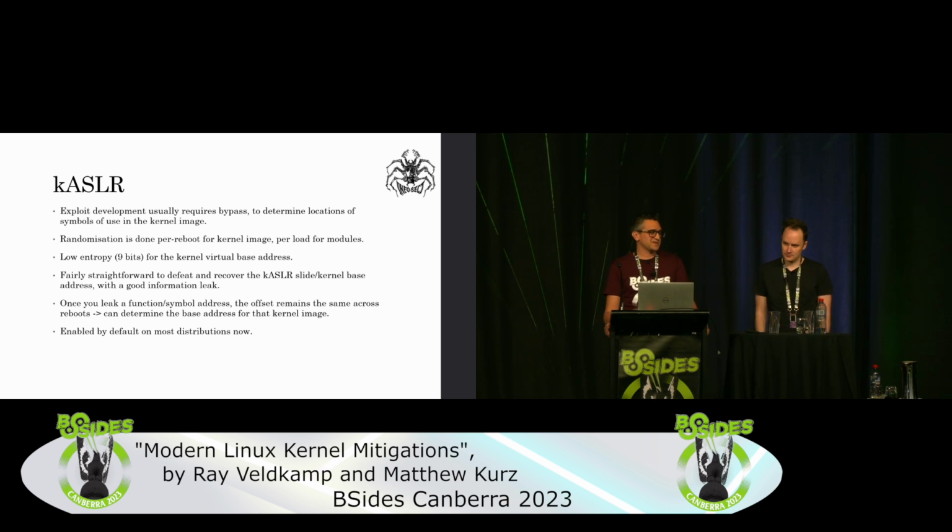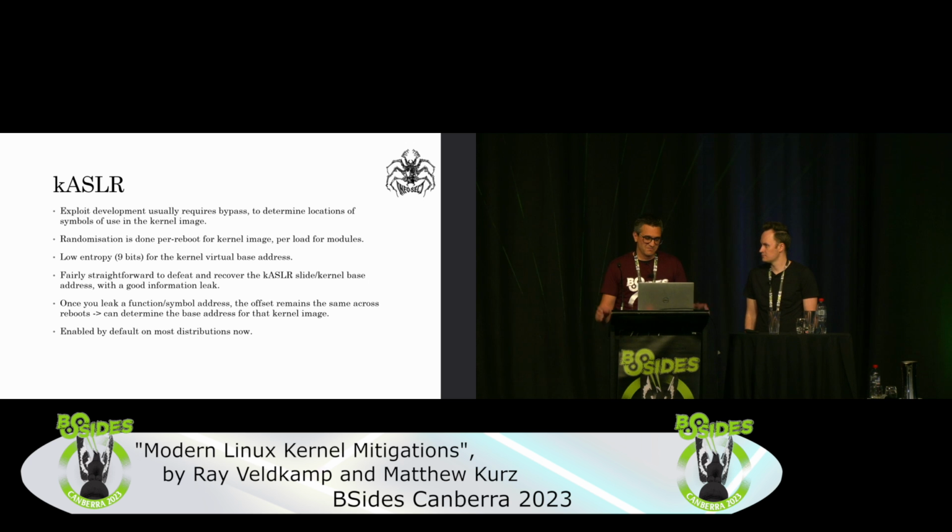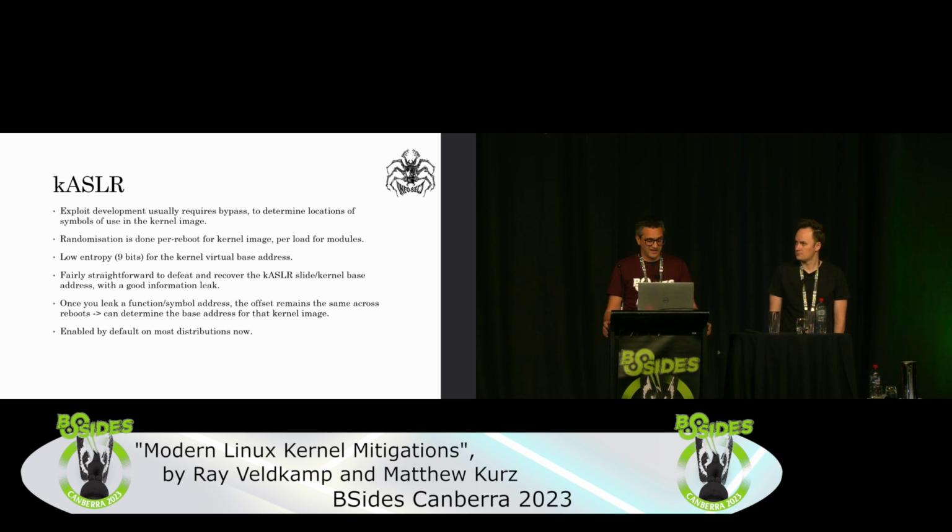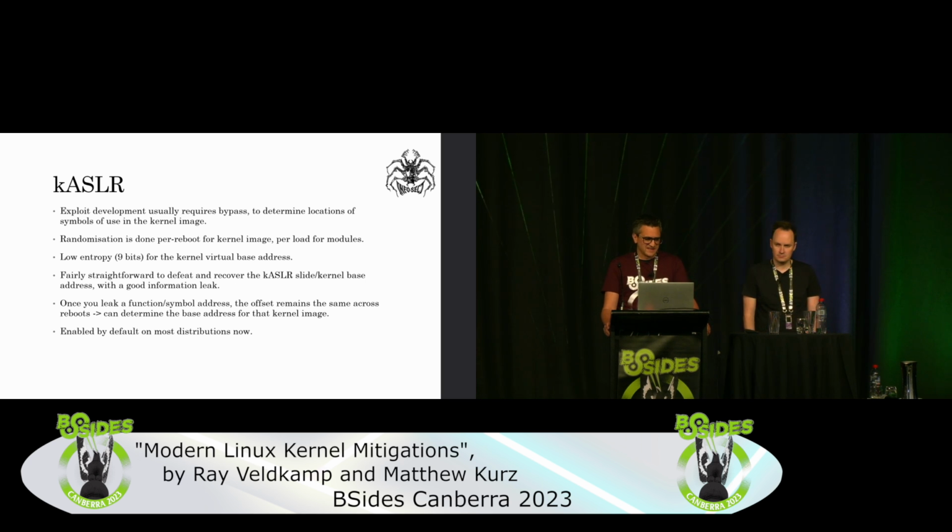The Linux kernel is huge, with millions of lines of code. There's a history of it leaking data from kernel space to user space, in a lot of subsystems. So if you can leak a kernel function pointer or a symbol address, and because the offset remains the same between reboots, you can determine the base address of the kernel image. KASLR is good, but it's not that good, and it's been enabled by default on most major distributions for a long time now.